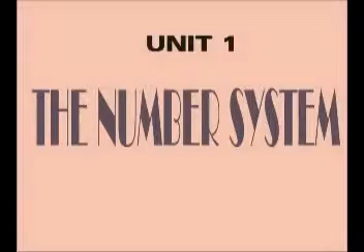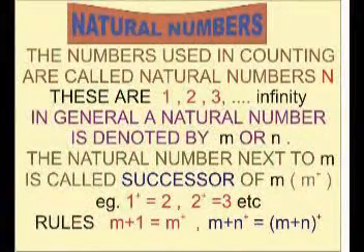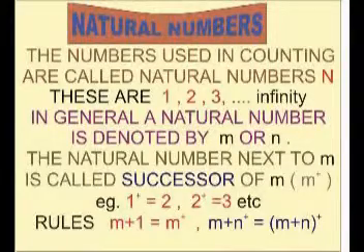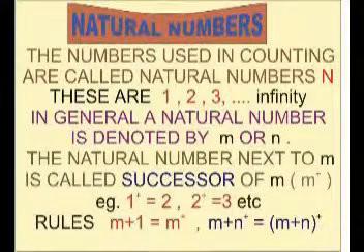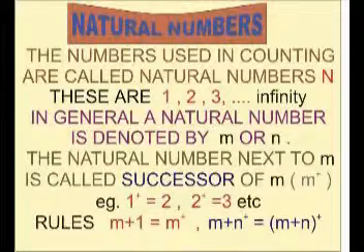Unit 1. The number system. Natural numbers. The numbers used in counting are called natural numbers N. These are 1, 2, 3, 4 up to infinity. A natural number is denoted by a small m or a small n in general.